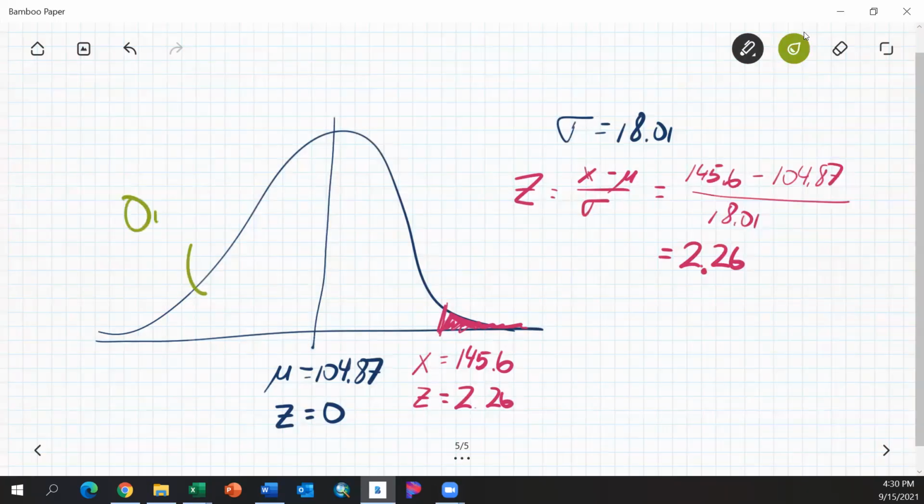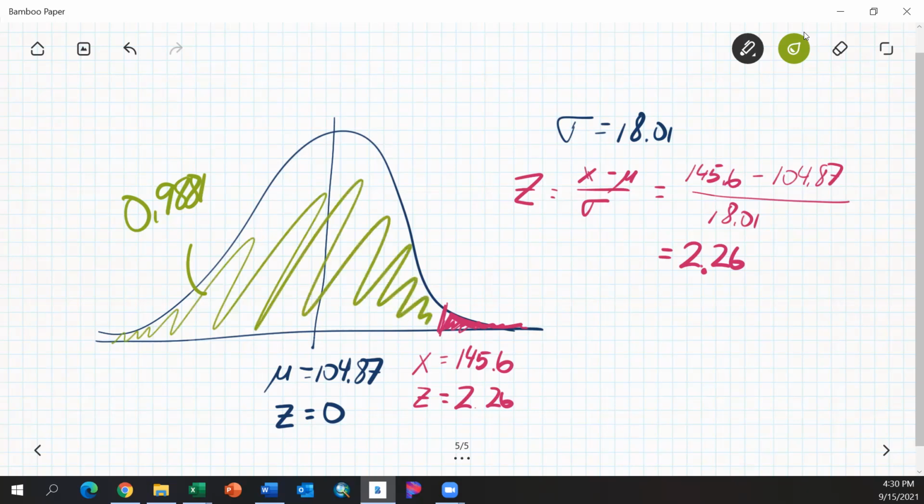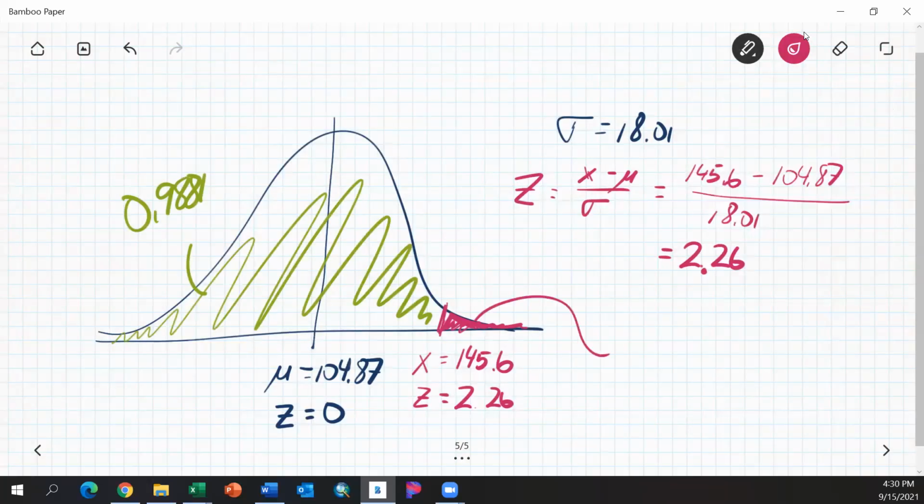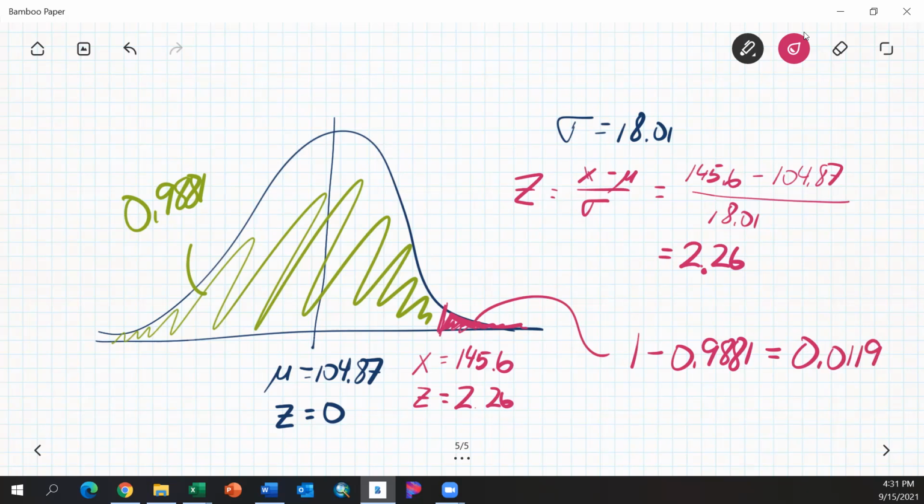So 0.9881 is the area to the left of z equals 2.26. Because the area under the normal distribution is 1, the area to the right equals 1 minus 0.9881, which equals 0.0119. So there is a 1.2% probability that we will randomly draw a state that has a higher cost of living than California.